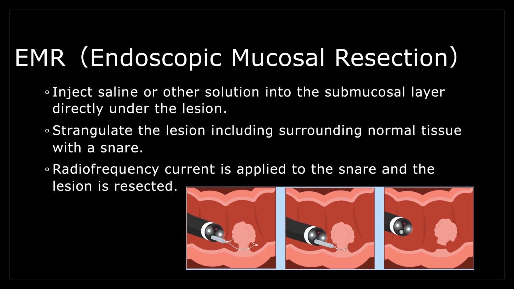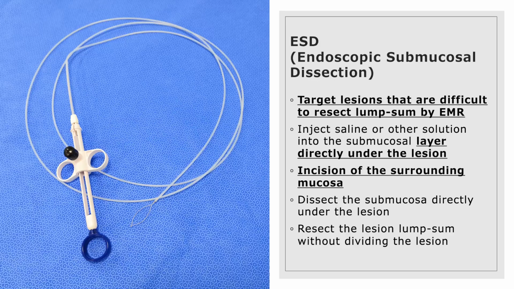The procedure involves local injection of saline or a distending agent into the submucosal layer directly under the lesion using a local injection needle. Next, the lesion is strangulated with a snare, including the surrounding normal tissue. The snare is then tightened while high-frequency current is applied to remove the lesion from the mucosa. This technique is mainly applied to colon polyps.